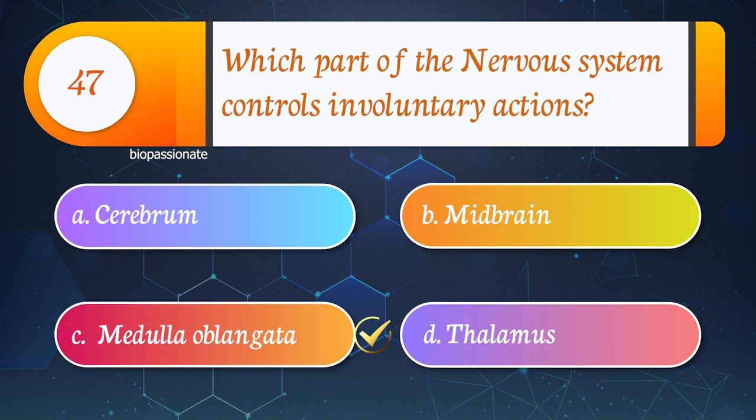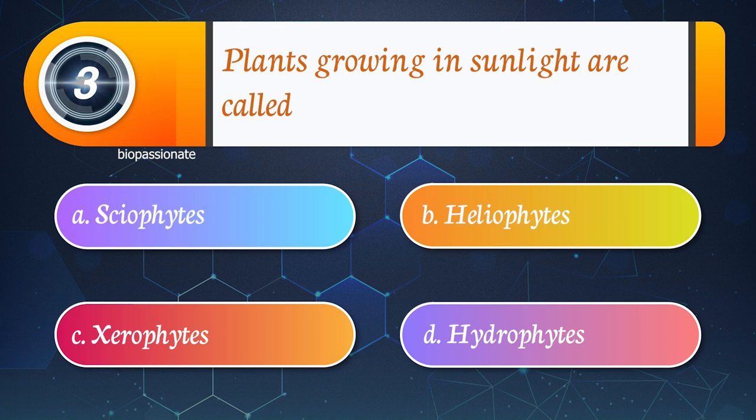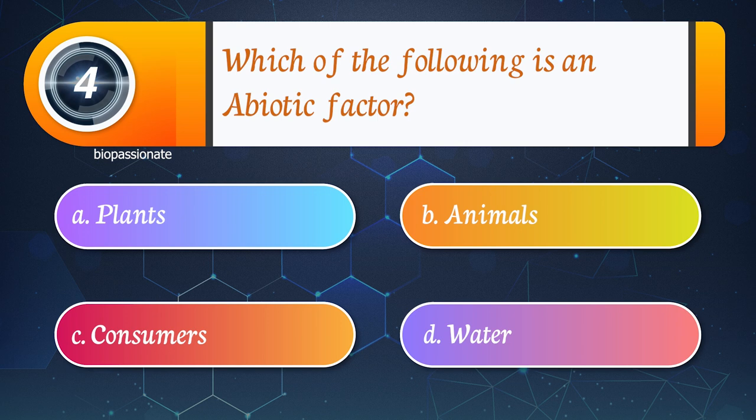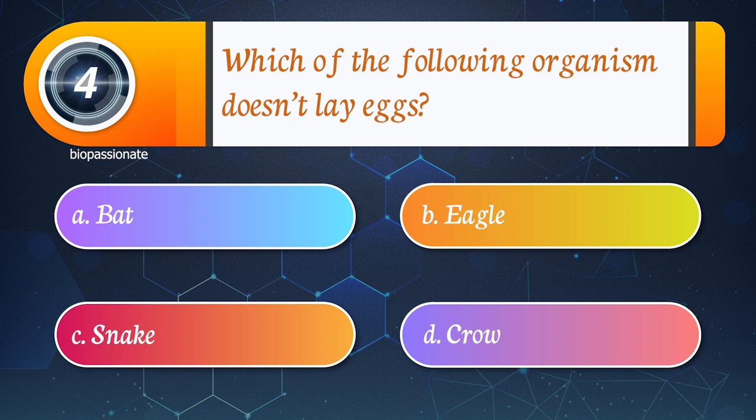Plants growing in sunlight are called heliophytes. Which of the following is an abiotic factor? Water. Which of the following organisms does not lay eggs? Bat.